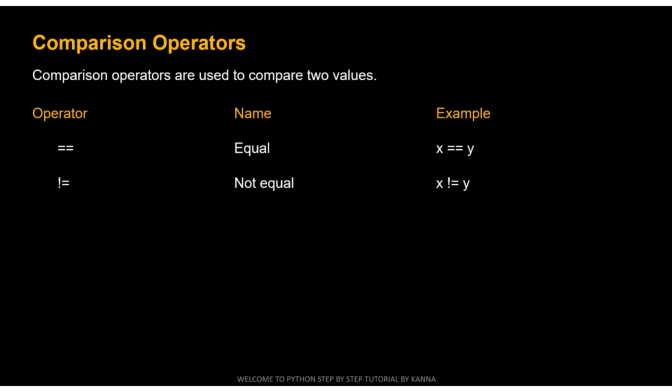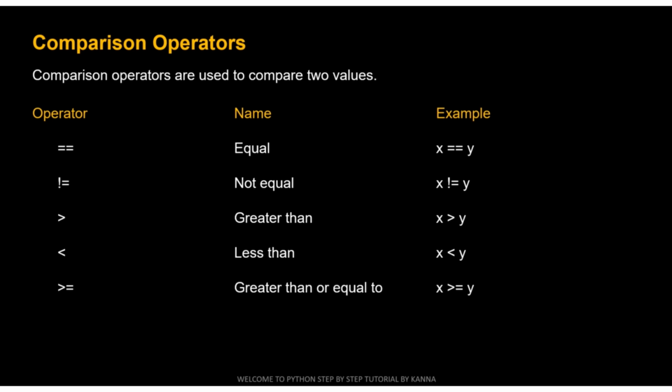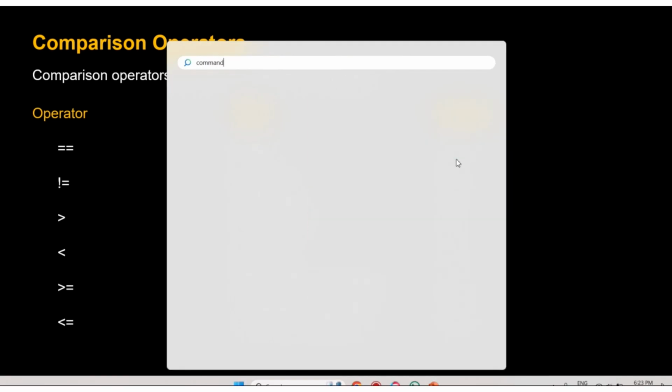First one is equal to, not equal to, greater than, less than, greater than or equal to, less than or equal to. We can discuss one by one. First one is equal to. It is used to check for equality. It returns true if both the operands are equal. Otherwise, returns false. Let me explain with one example in Python shell.